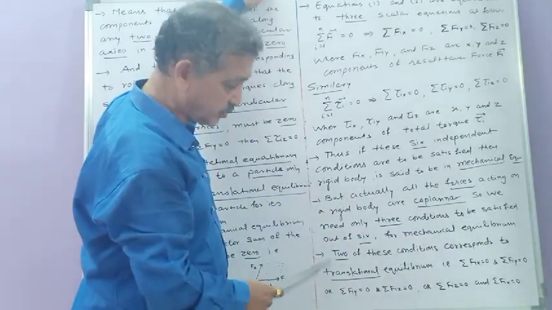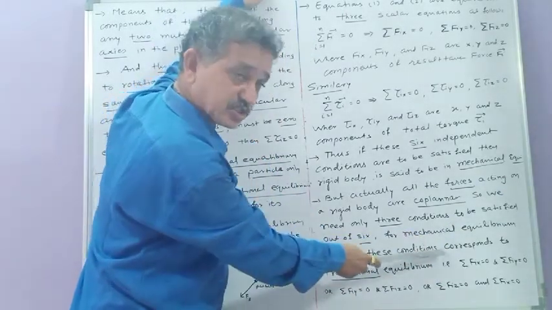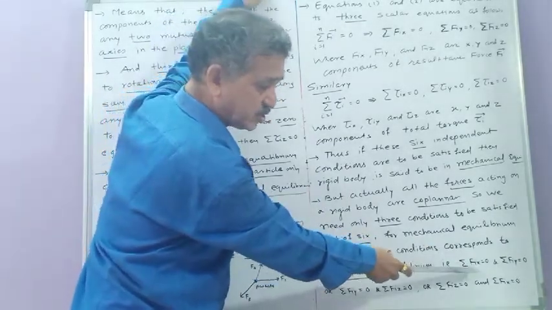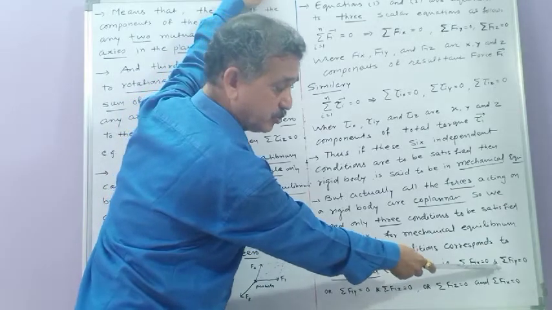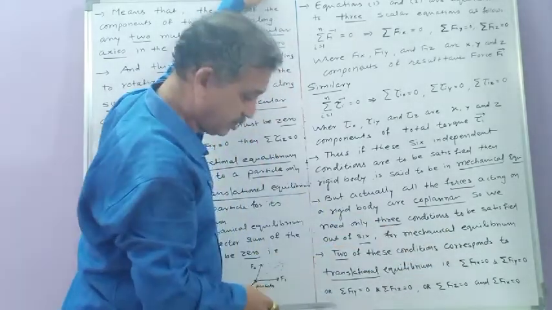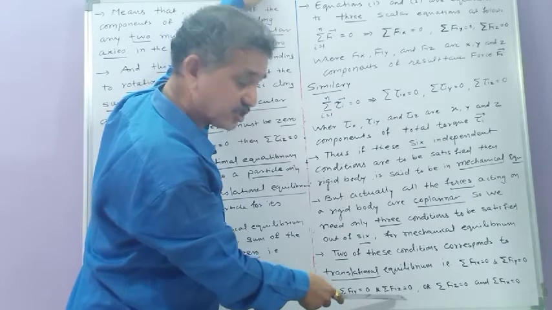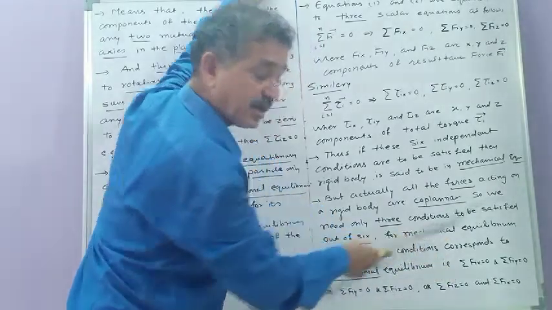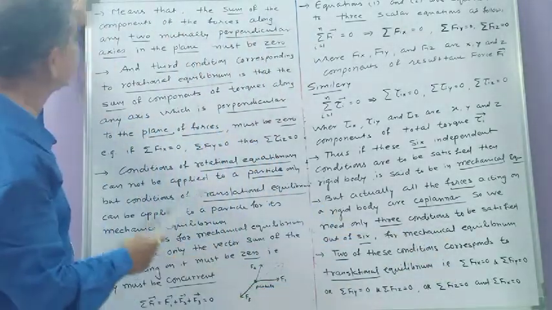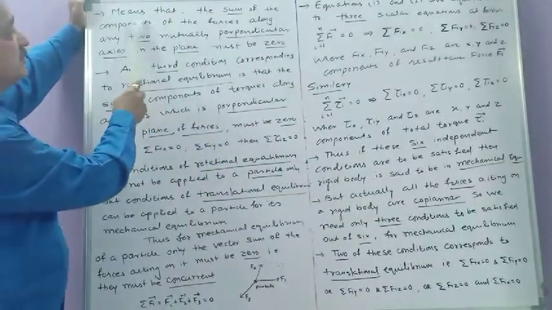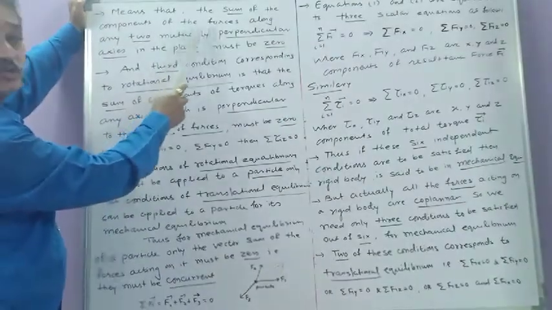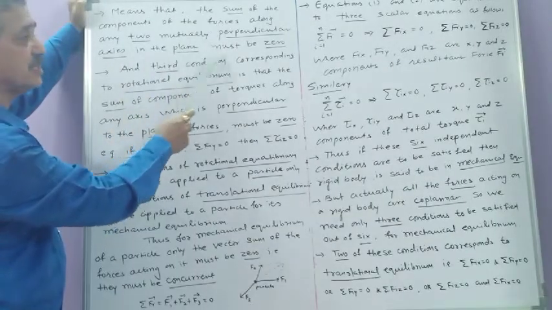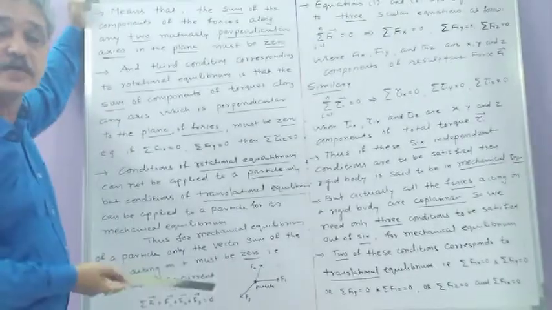So in this way, two of these conditions corresponding to translational equilibrium, that is either sigma Fix equal to 0 and sigma Fy equal to 0, or sigma Fy equal to 0 and sigma Fiz equal to 0, or sigma Fiz equal to 0 and sigma Fix equal to 0. And what is the third condition? It means that the sum of the components of the forces along any 2 mutually perpendicular axes in the plane must be 0, as I have said earlier.